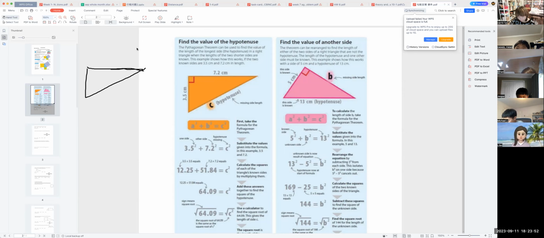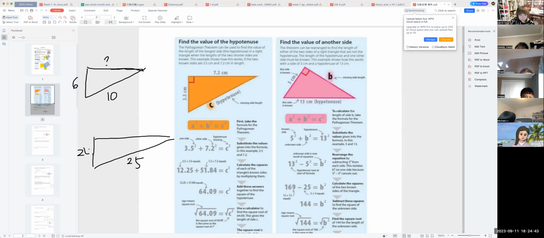Let me give you some harder ones. If I give you this one as 10 and this one is 6, can you tell me the measurement of this one? And I'm going to give you another one. This one is 25, this is 24, and what is this one? So two questions, 1 and 2.